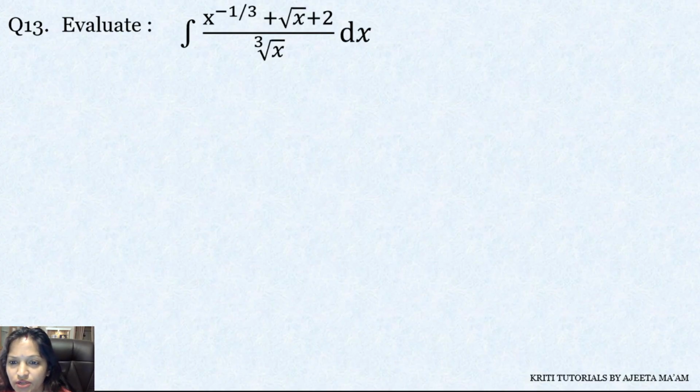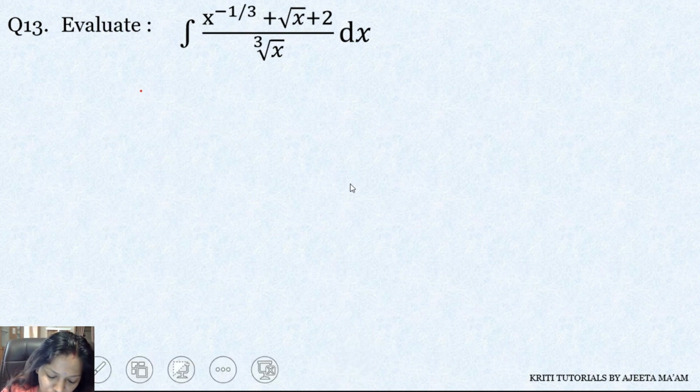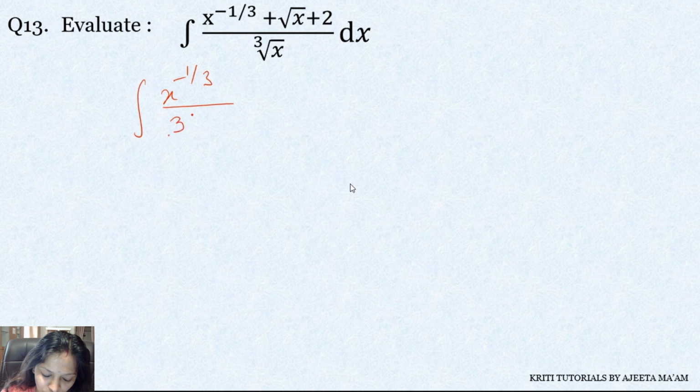तो चलिए नेक्स्ट क्वेश्चन करते हैं स्टूडेंट्स. So now it is x raised to minus 1 by 3 plus root x plus 2 upon cube root of x. Now this is again a question which is based on simply power rule, right? We will separate the terms now. Let's do it. So let's separate the terms: x raised to minus 1 by 3 upon cube root of x.